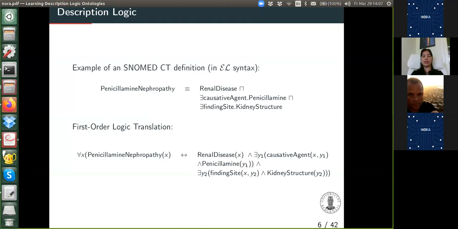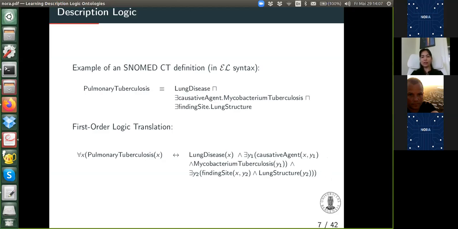So currently there are implementations for the EL language, reasoners, that can cope with ontologies with hundreds of thousands of concepts, such as this one for the medical domain. And one can also formulate other definitions within this language. This is another example.